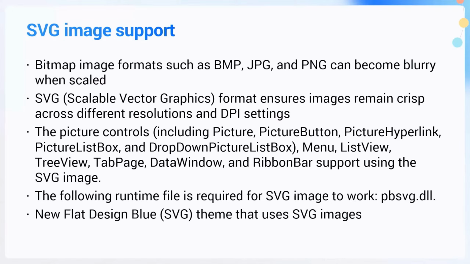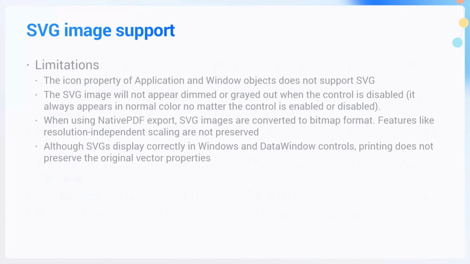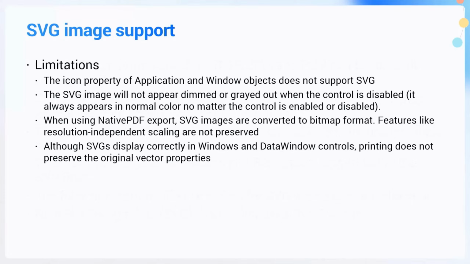There is a new runtime file that is required if you're going to be using SVG. That's the pbsvg.dll. And there is a new Flat Design Blue Friends SVG theme that automatically includes SVG images for that theme. There are some limitations. Primarily, the application icon and the window icon do not support selecting SVG. SVG images will not appear disabled when the control they're on is disabled. They will retain their original look.